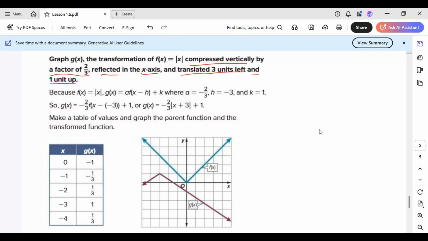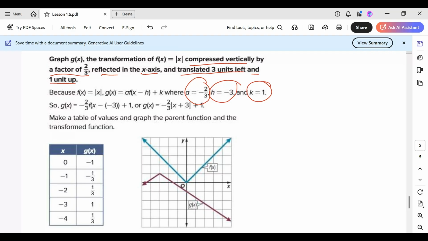And we already knew what a is. They told us what a is. They said it's going to be a factor of 2/3. So in this instance, it's going to be negative 2/3 because it's being reflected over the x-axis. So we had to change the sign. The h value is going to be negative 3 because it's being shifted to the left 3 units. The k value means it's being shifted up 1.